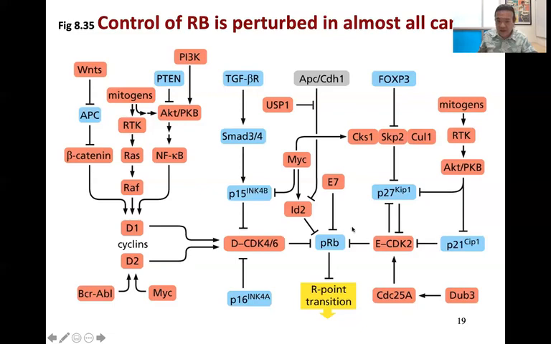But I want this to also highlight to you how critical the RB is here. Because look at this, no matter which pathways you're following here, ultimately it all converges on RB. And that's why RB is such an important tumor suppressor gene. All right, let's go ahead and stop there.